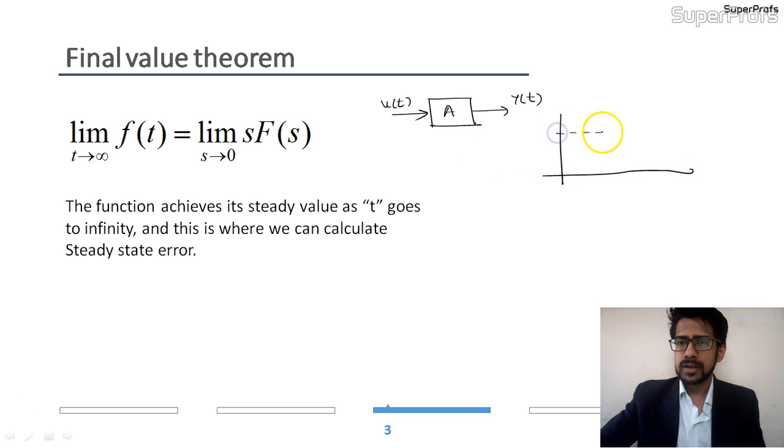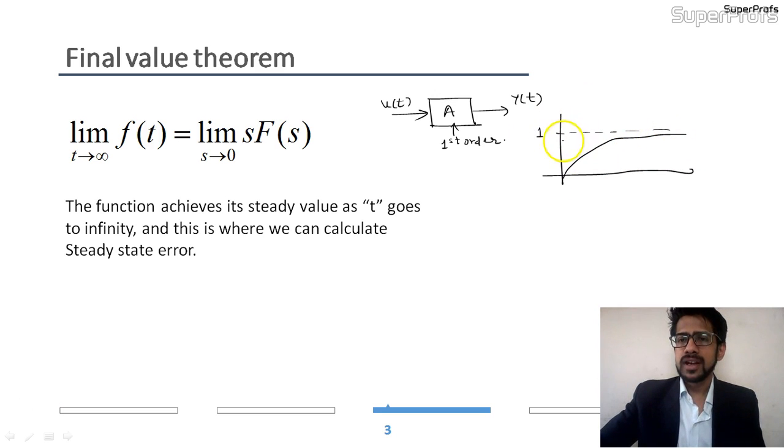If you plot a graph of y of t, you will get a certain graph like this. Now, let us assume this A is a first order system so that you can connect to this particular graph. This is the first order response for step input and this is the value 1.